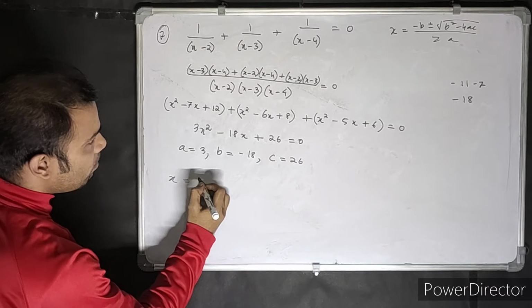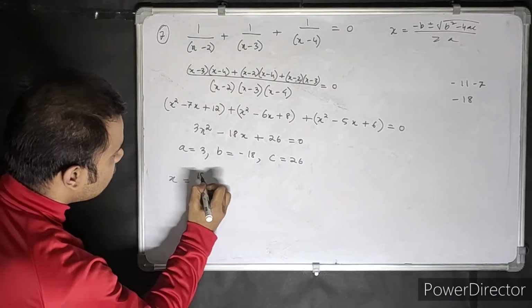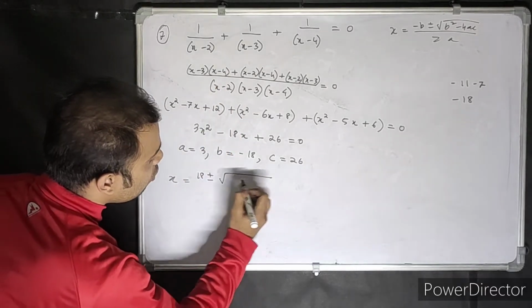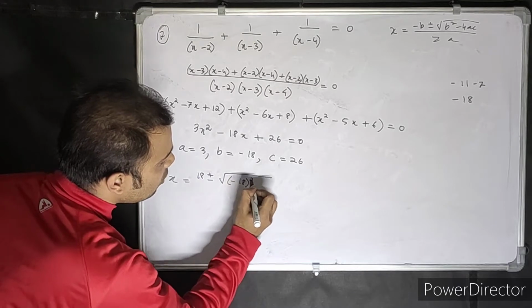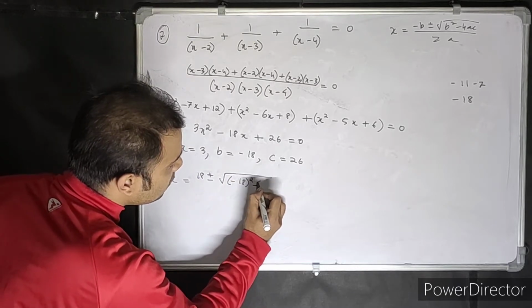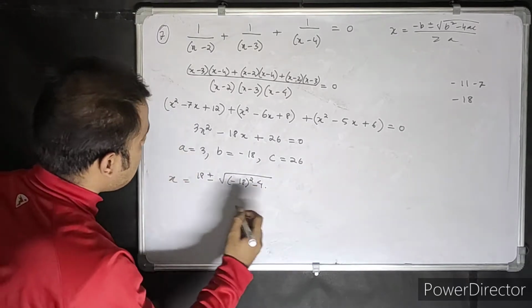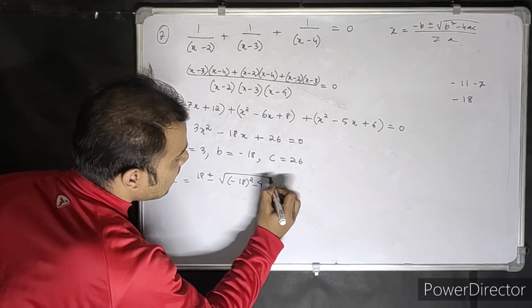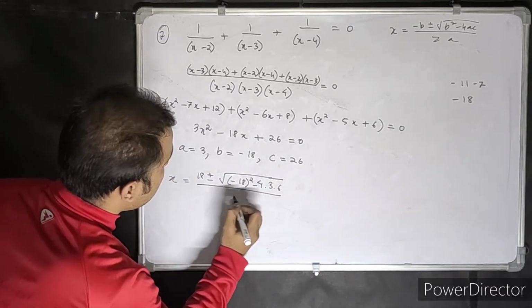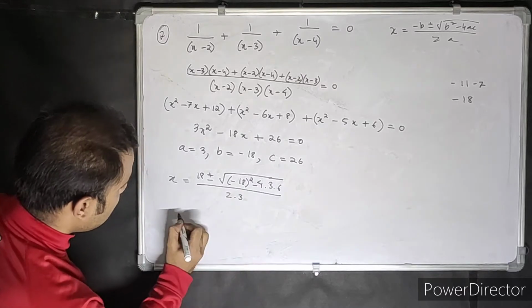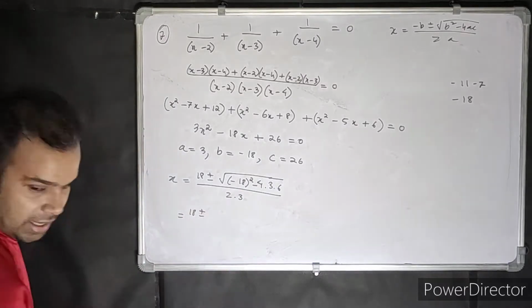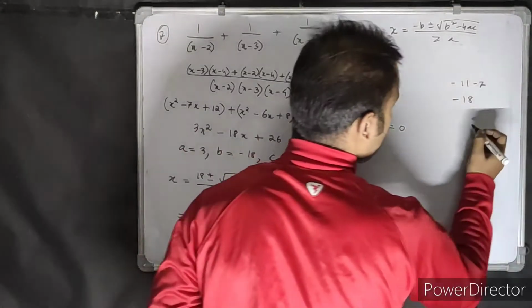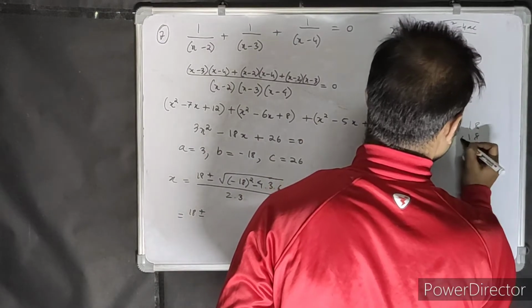X is equal to minus of minus 18, that is plus 18, plus minus root over minus 18 whole square minus 4 into a is 3 into c is 6, whole thing divided by 2 into 3. So that is 18 plus minus. Didn't take out the calculator. No problem. 18 into 18.